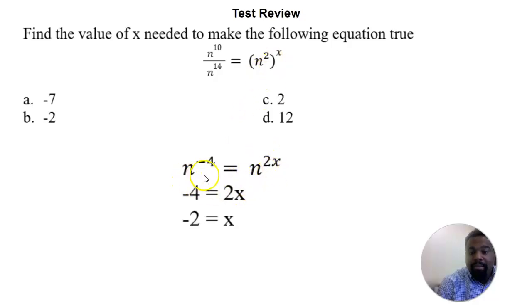Notice they have the same base. So we could just ignore n for right now and focus on just the exponent. -4 equals 2x. And just solve for x like we would a normal equation. So to isolate x, we're going to do the inverse operation. So the inverse of multiplication is division. And so we do -4 divided by 2, you get -2. So -2 will be our answer, which is B. So what that tells us is if we substitute x for -2, this will make this particular equation true.